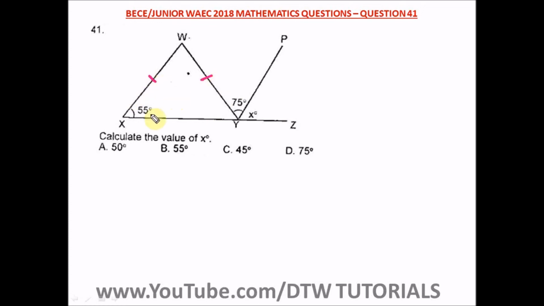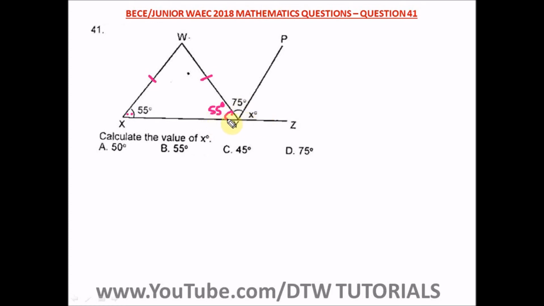Remember, in an isosceles triangle, the base angles are equal. So if this is 55 degrees, it means that this is also 55 degrees. Isosceles triangle, that's two sides equal. So if this is 55 degrees, this is 75, this is x.